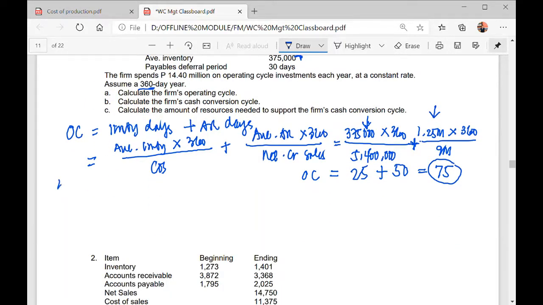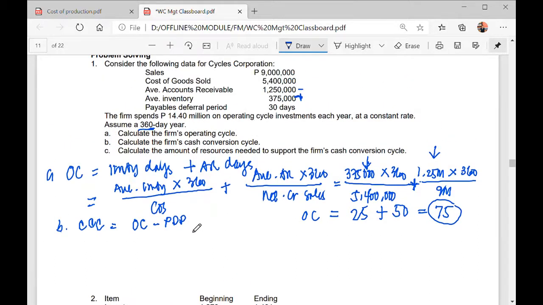Next, we proceed with the second requirement. Letter B is the CCC, cash conversion cycle. Our cash conversion cycle is equivalent to the operating cycle minus the payables deferral period, or payable days. That is given, so no need to compute. 75, and the given is 30. So that is how many days? 45.